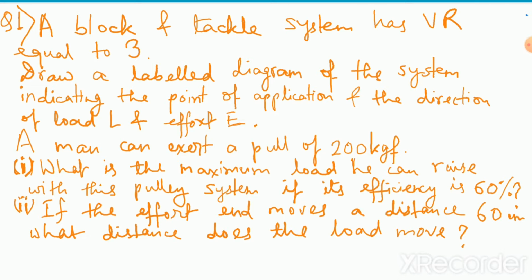That there is a block and tackle system having a velocity ratio equal to 3. So first of all, let us draw the diagram of the system indicating the point of application and direction of the load and effort. Okay, so for a block and tackle system, the velocity ratio is actually equal to the number of pulleys.